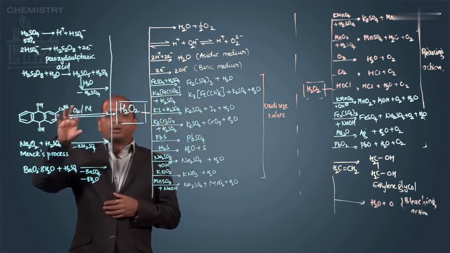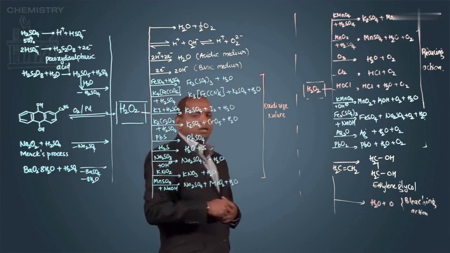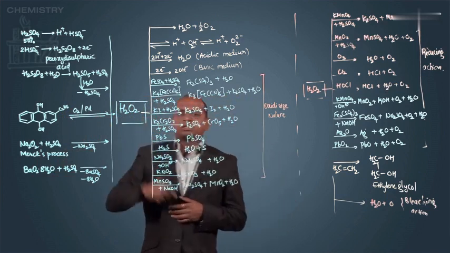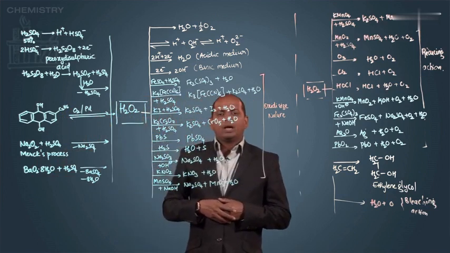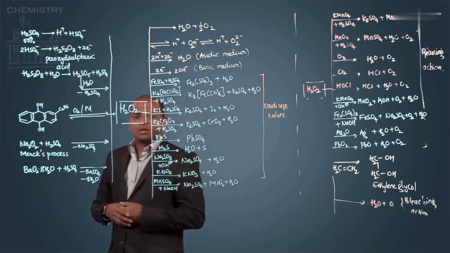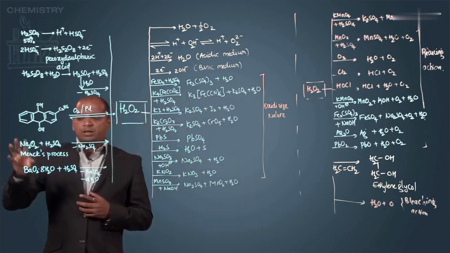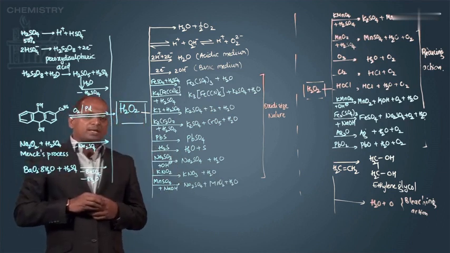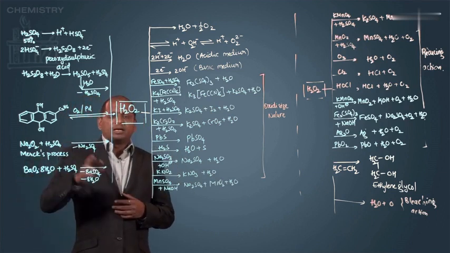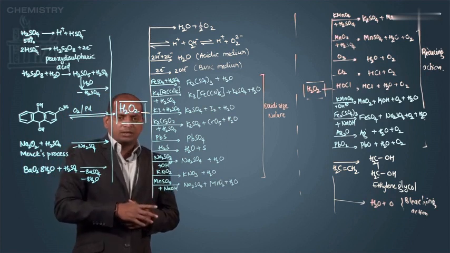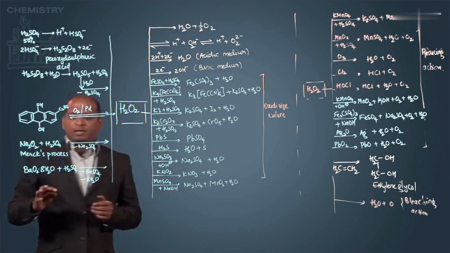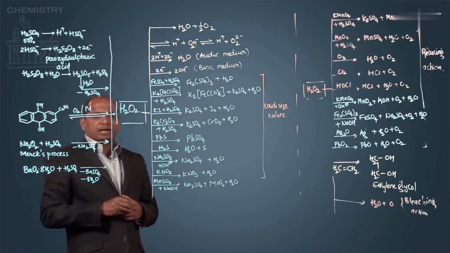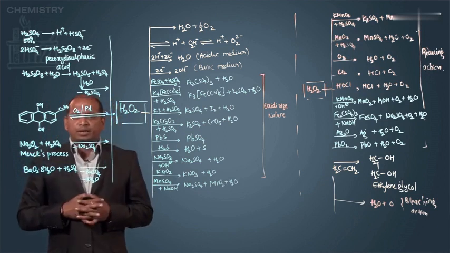So, this is a very important reaction. This is a famous commercial method for the preparation of hydrogen peroxide. In a laboratory, hydrogen peroxide can be prepared by using sodium peroxide, that is called the Merck process. Sodium peroxide is treated with sulfuric acid, giving you hydrogen peroxide. Another method is barium peroxide treated with sulfuric acid, giving you hydrogen peroxide.